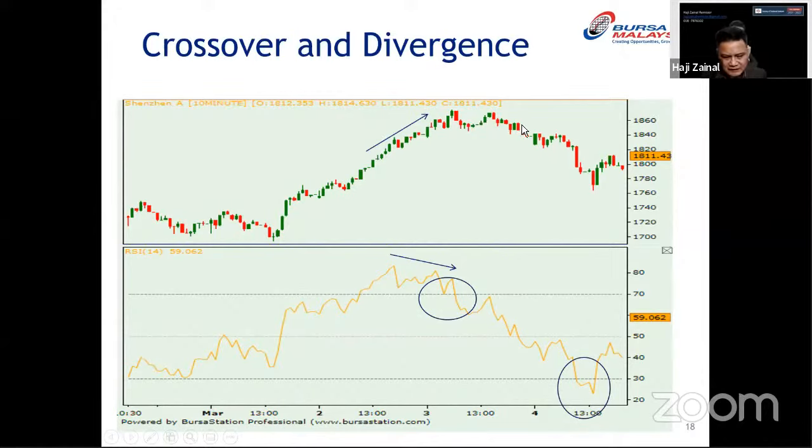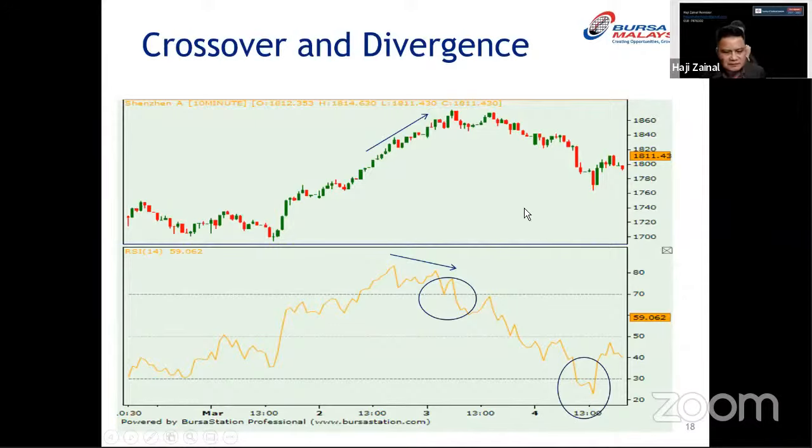It's true enough. We can see that after that there is a crossover. This is what I call crossover. The crossover here means using either overbought and oversold levels, or the 50 line or 0 line. In this case, when the RSI crosses from above to below the 70 line, this is the sell signal. As you can see in this example, the indicator gives you a signal much earlier than the price action itself.